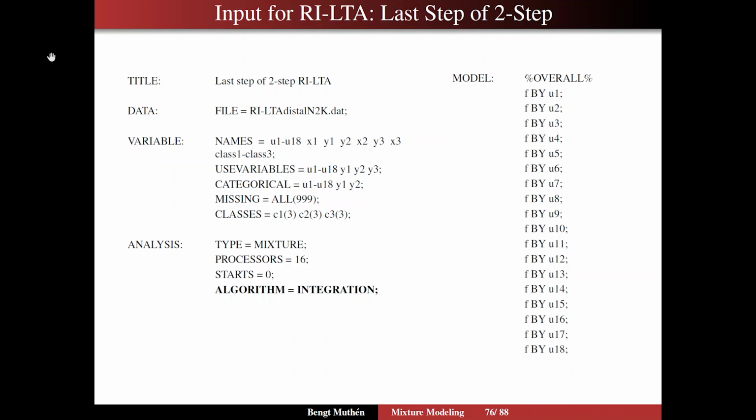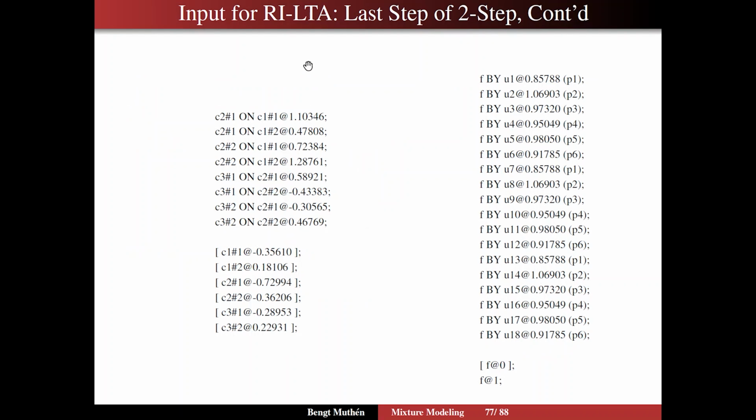Turning to slide 76, we look at the last step of 2-step, where again we start from the original data. And the use variable list is then including not only the distal outcomes but also the indicators, the 18 indicators, because we fixed the measurement parameters of those indicators. So we need algorithm equals integration again, and from the saved S values in the output of the first step of 2-step, you get this list of variables, and you get the C information from the first step, also fixed, and the F by fixed values here.